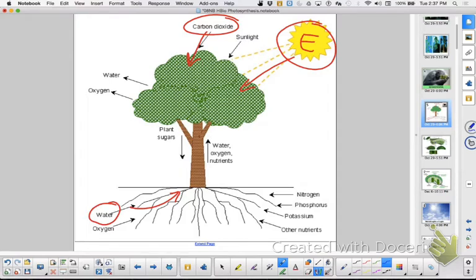Product of photosynthesis. Oxygen. Good. Okay, and oxygen's going to go back out through the stomata. What's another product? Glucose. Sugars. Yeah, exactly. Sugars. That's a product.